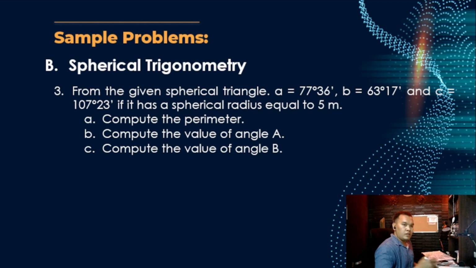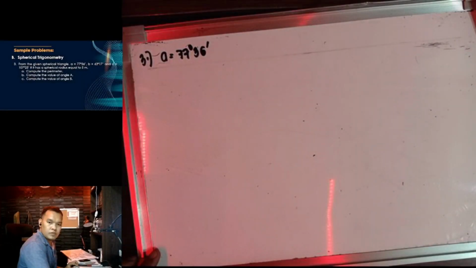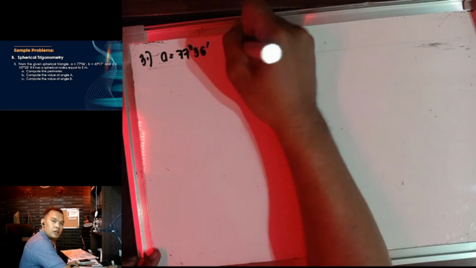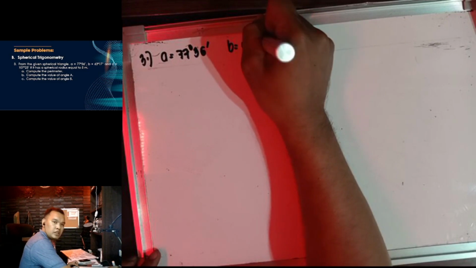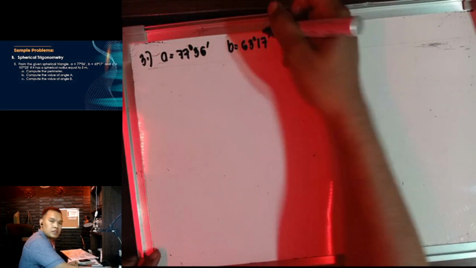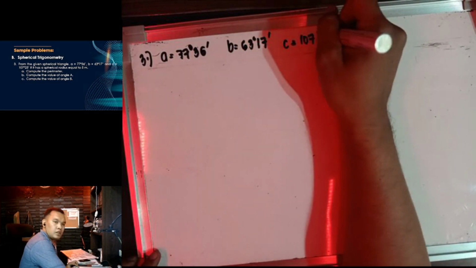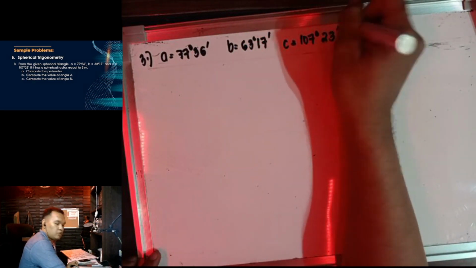So I will write the given. So we have here number 3. A is equivalent to 77 degrees and 36 minutes. Letter B is equivalent to 63 degrees and 17 minutes. And for letter C, we have here 107 degrees and 23 minutes.